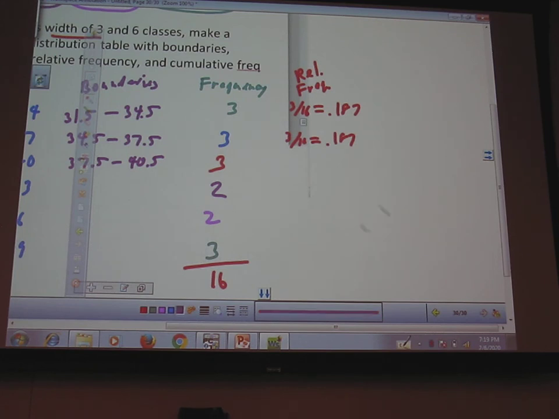And then the cumulative is the other thing. You need to know the difference between them. They're not the same. Cumulative is like cumulative GPA, everything from the beginning up to now. So cumulative, how many are in this class or a previous class? 3. How about this one? This class or a previous class? 6. This class or a previous class? 9. And then 11. Everybody kind of following that?